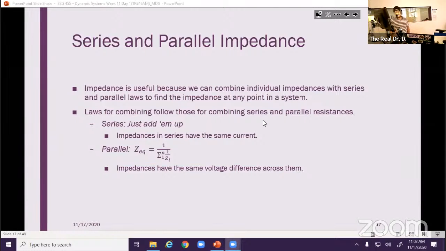When can we use them? In series, we can use them when the impedances have the same current going through them. And in parallel, we can use them when you have the same voltage drop going across them.